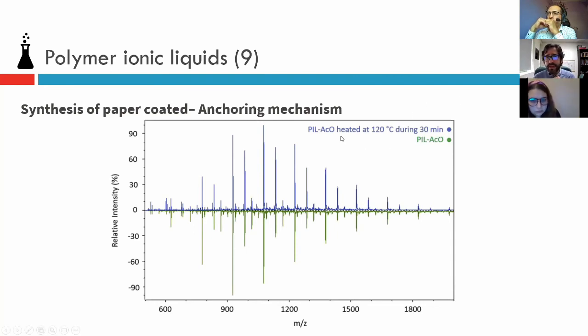The thermal treatment does not affect the structure of the polymeric ionic liquid, because you can see here the Maltitov spectrum for pure polymeric ionic liquid and the same polymeric ionic liquid treated at high temperature. So the spectra are comparable, so there is no degradation of the material.